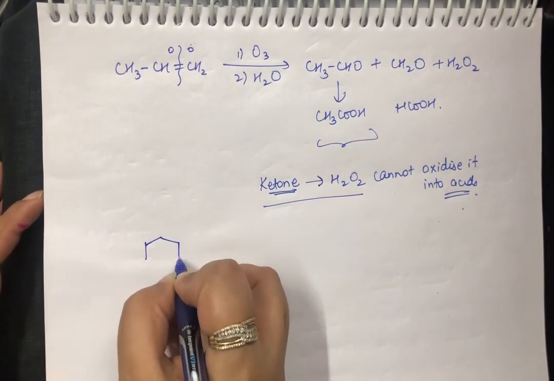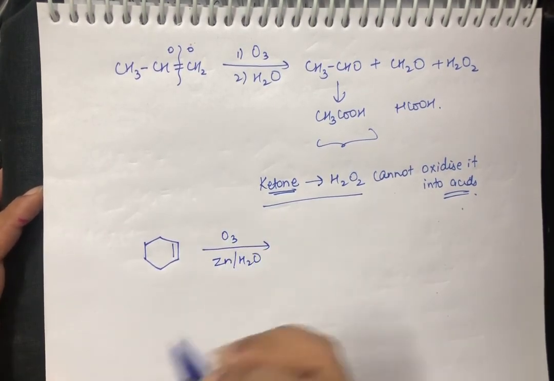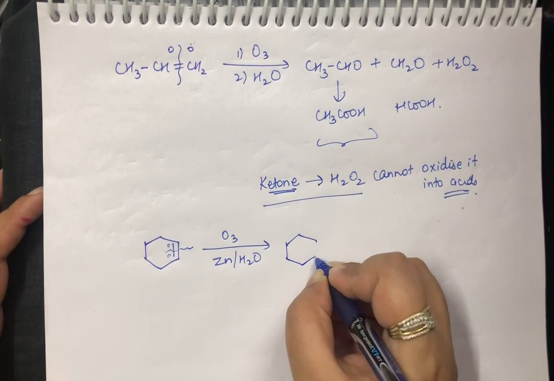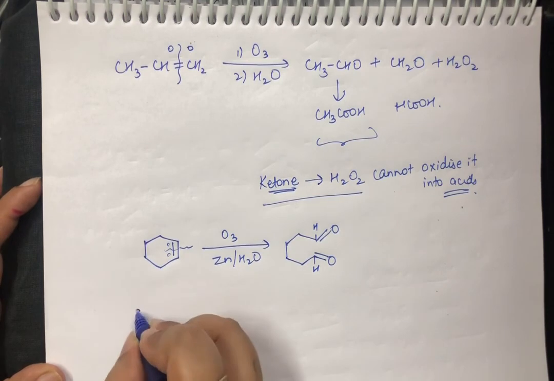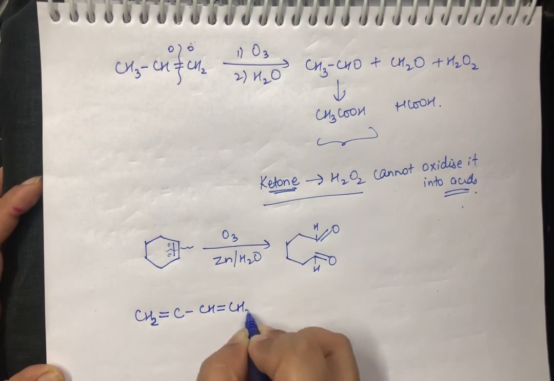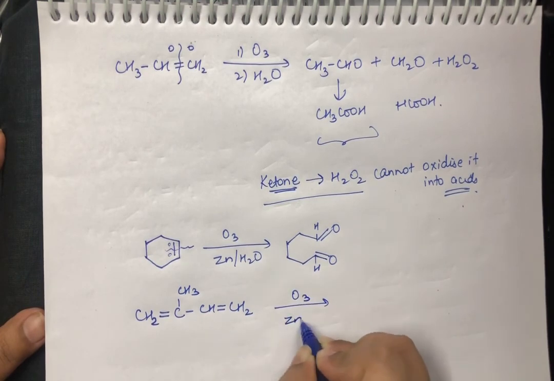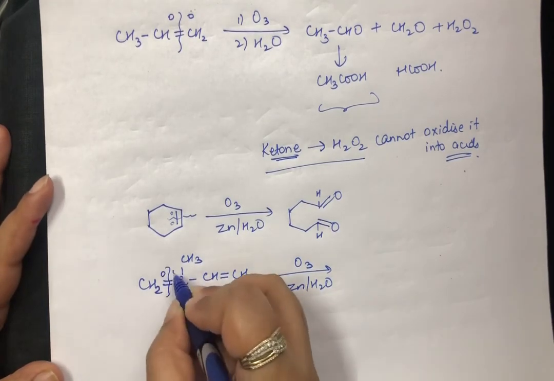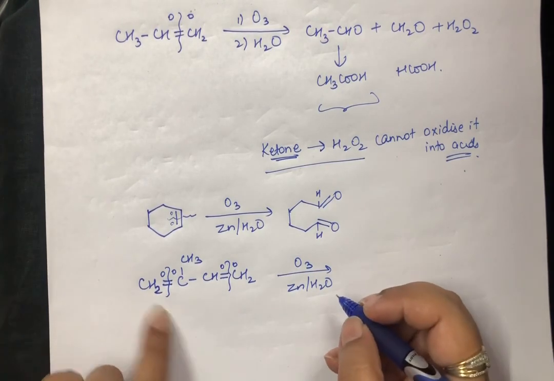For example, I have a compound like this, and ozonolysis is done along with zinc water. So what will happen? You will break it from here, one oxygen here, one oxygen here. So what will be the product? The product would be like this. The bond has broken here, and one hydrogen was already there. Similarly, let's say you have CH2 double bond C, CH double bond CH2, and here it is CH3. Now what will happen if you do the same process in the presence of zinc? That means further oxidation is prevented. You will break it here, one oxygen here, one oxygen here. You will also break it here, one oxygen here, and one oxygen here. So you will ultimately have three products.